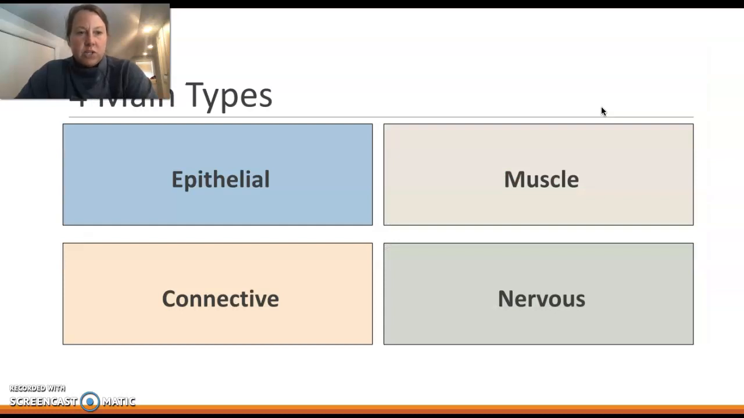All right, on your note sheet there should be a spot to write this down. We have epithelial, connective, muscle, and nervous. So there are 4 main types of tissue. In this unit, we're specifically going to get into epithelial and connective, and then we'll talk a little bit more about muscle tissue and nervous tissue when we cover the nervous system and muscular system units. So we're really going to focus on epithelial and connective right now.